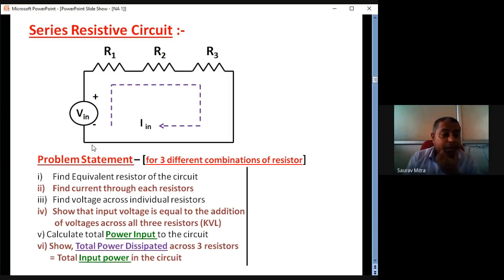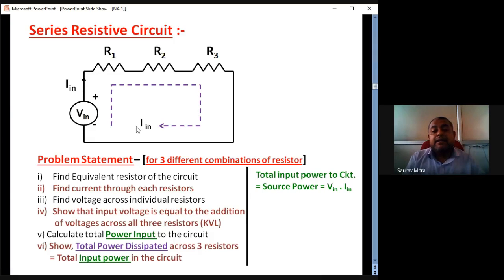So what is the input power to the circuit? It is Vin into Iin. Here it is given: the total input power to the circuit is given by source power or input power, Vin into Iin. Whatever you calculated initially, this current Iin or this loop current Iin, they are all the same. Either you show it in a branch or in a loop, it is the same. So Iin into Vin is the input power.